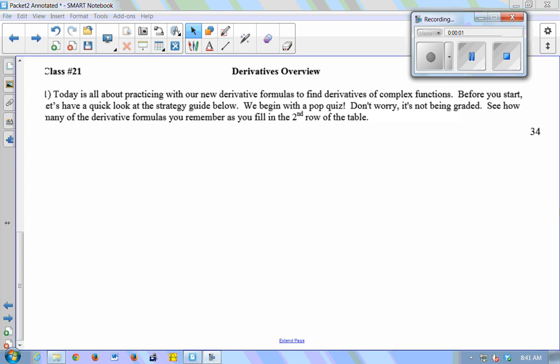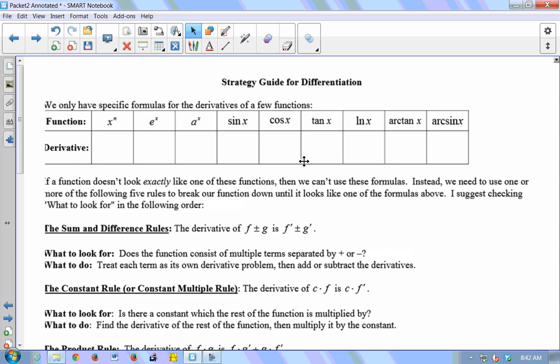We start, so mostly today is going to be practicing. You guys are going to be working in your groups, practicing taking derivatives of complex functions. How many of the derivative formulas can you remember? All right, we're going to fill in this little table here. Just take a couple seconds and fill in all the formulas you can remember.